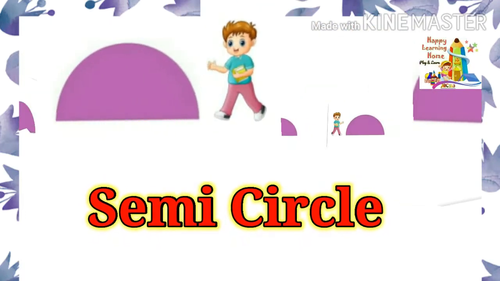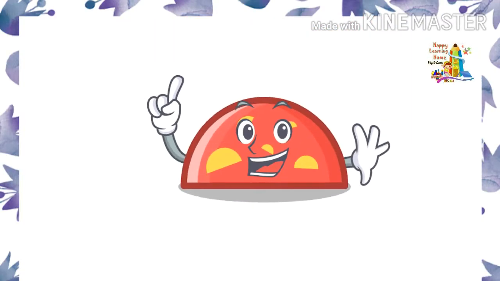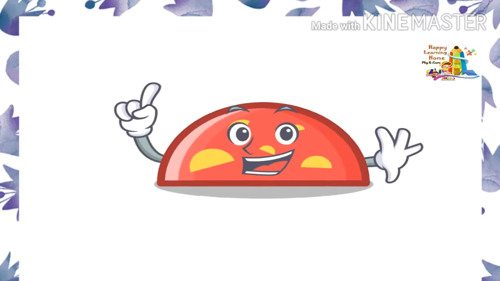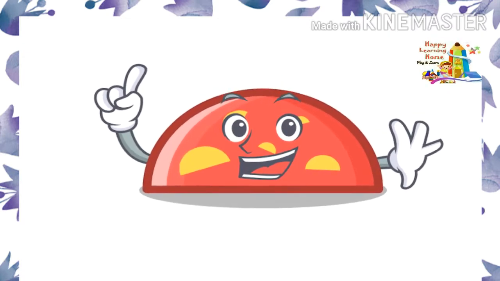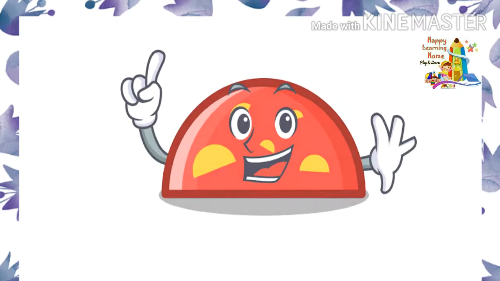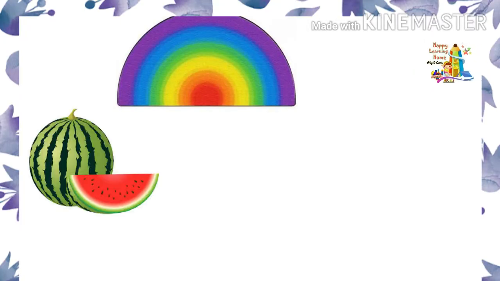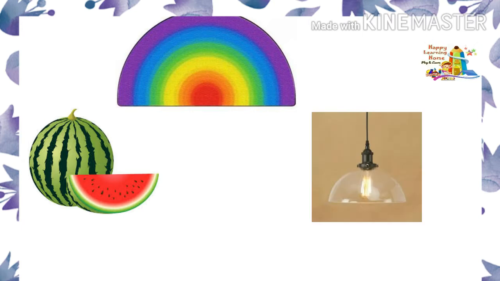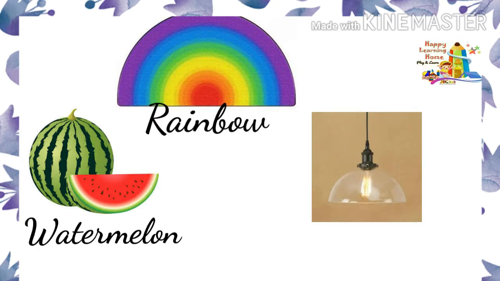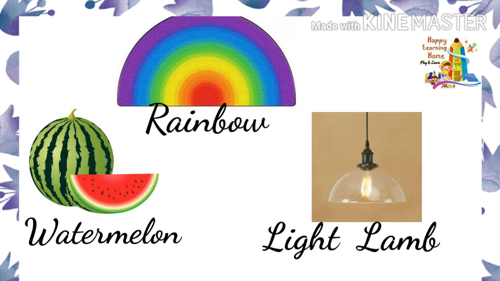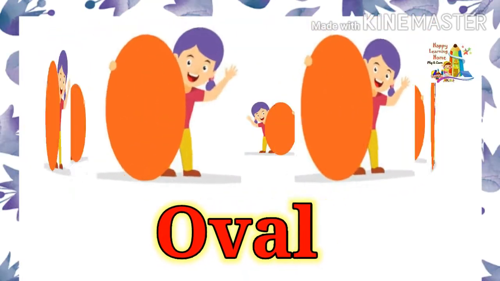This is a semicircle. S-E-M-I-C-I-R-C-L-E, semicircle. A semicircle has 2 sides. One side is curved and the other side is straight. It has 2 corners. Look, these objects have the shape of a semicircle: rainbow, watermelon, light lamp.